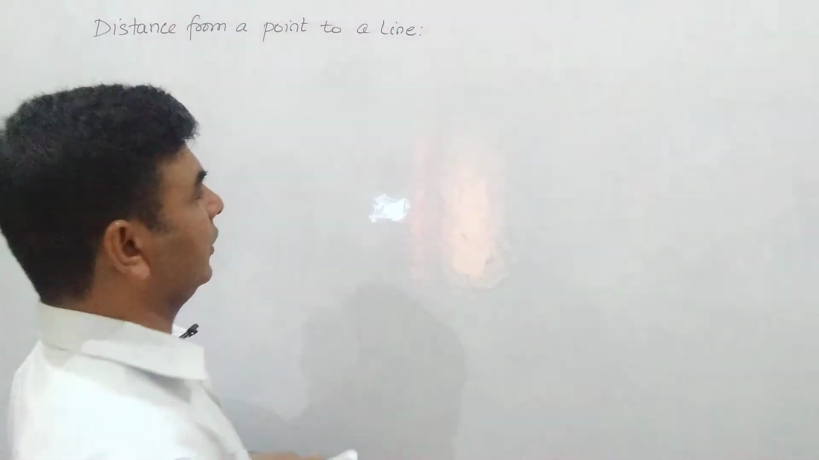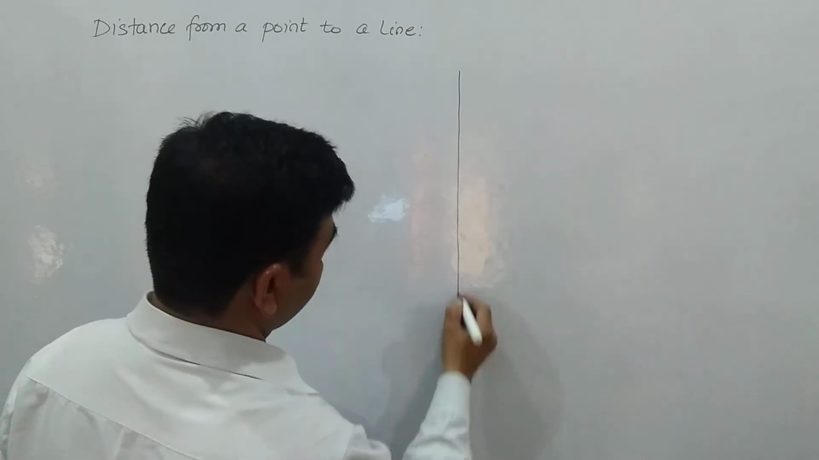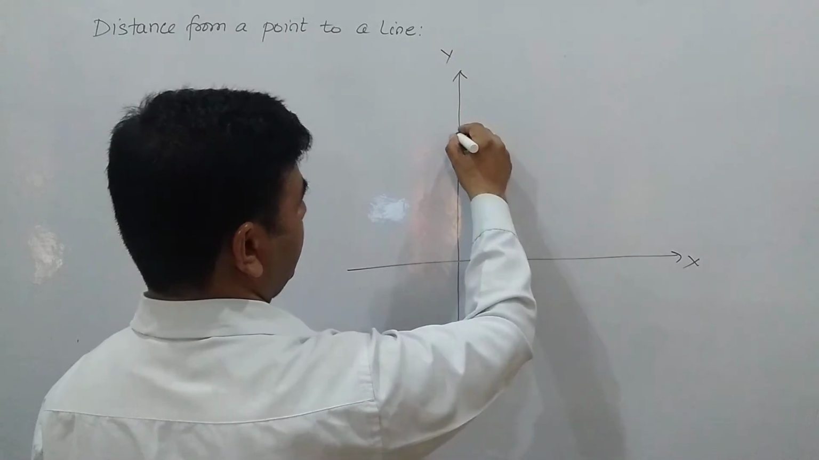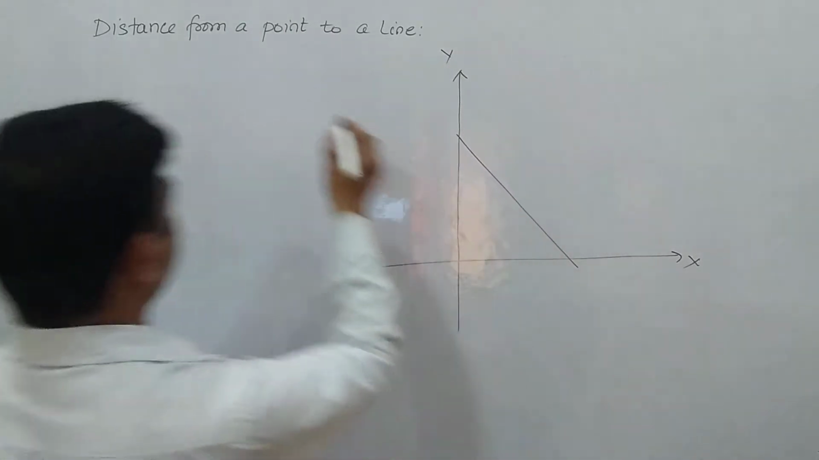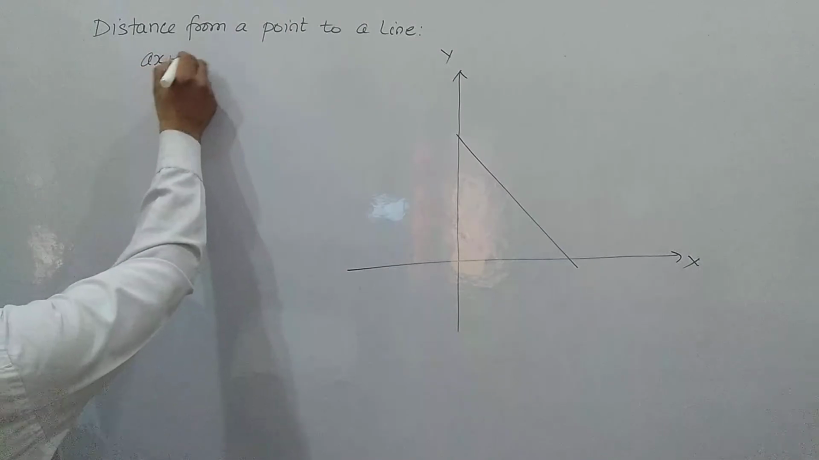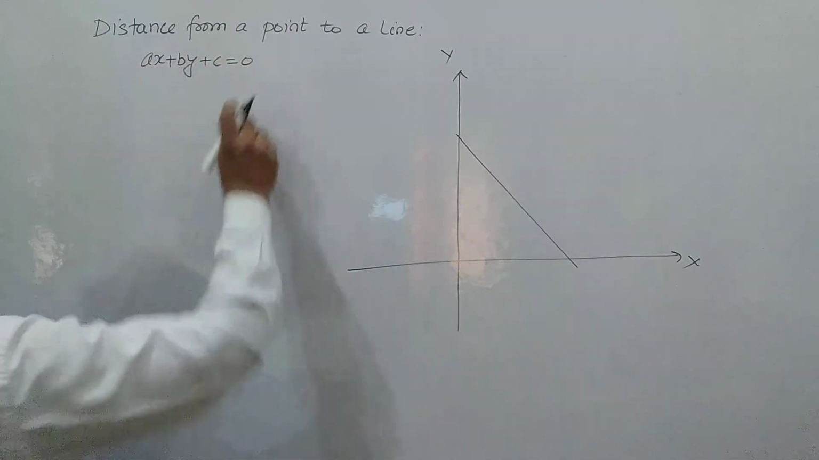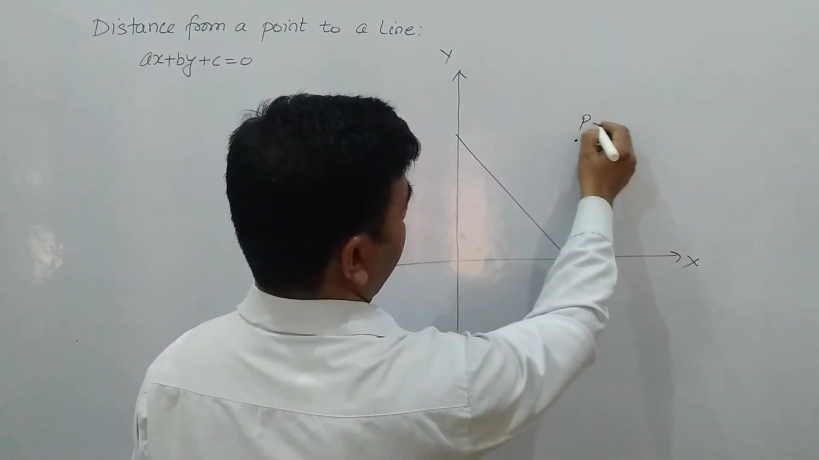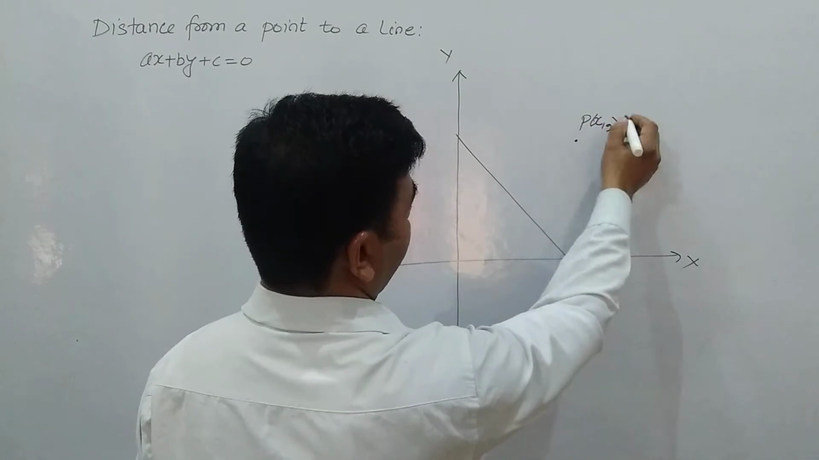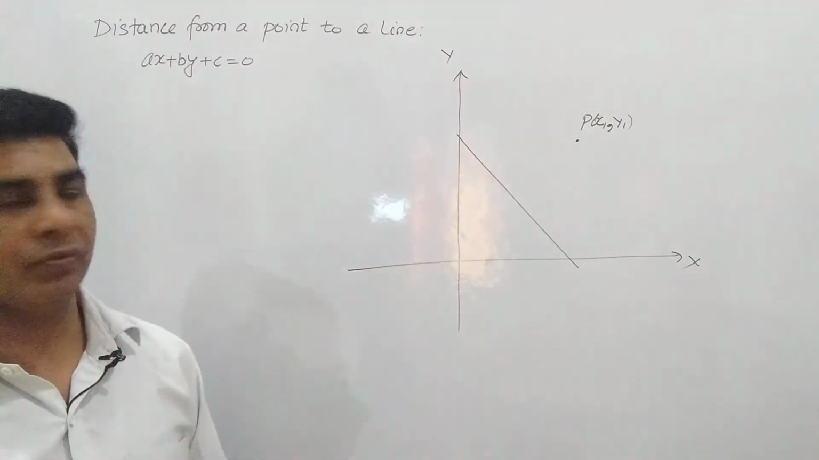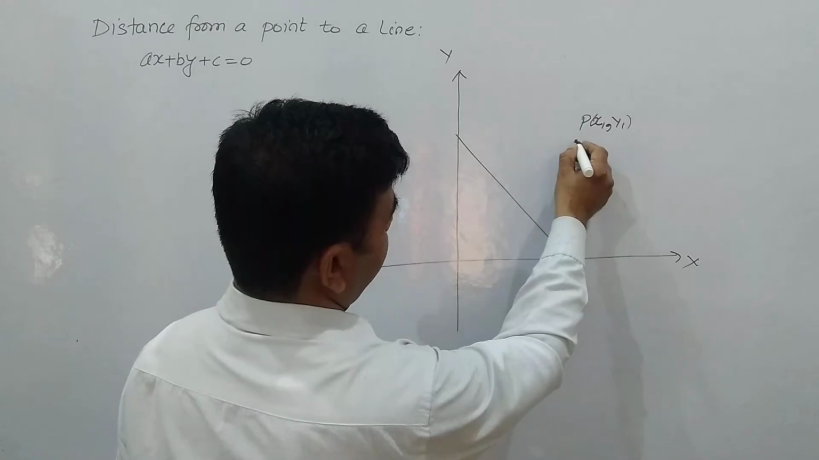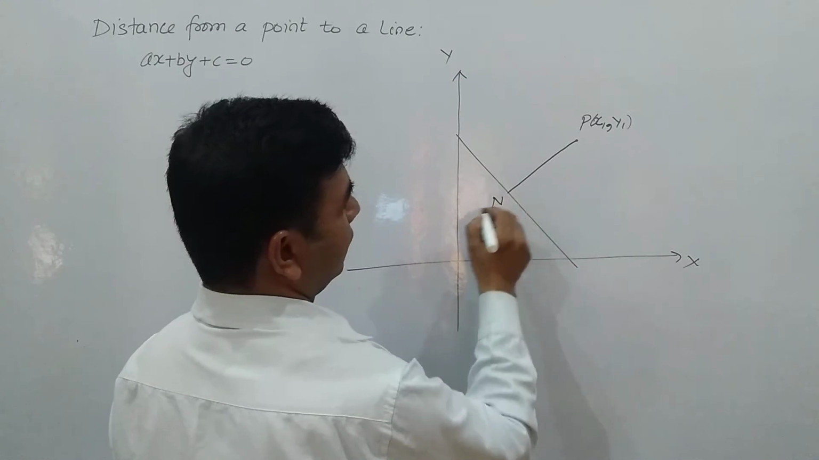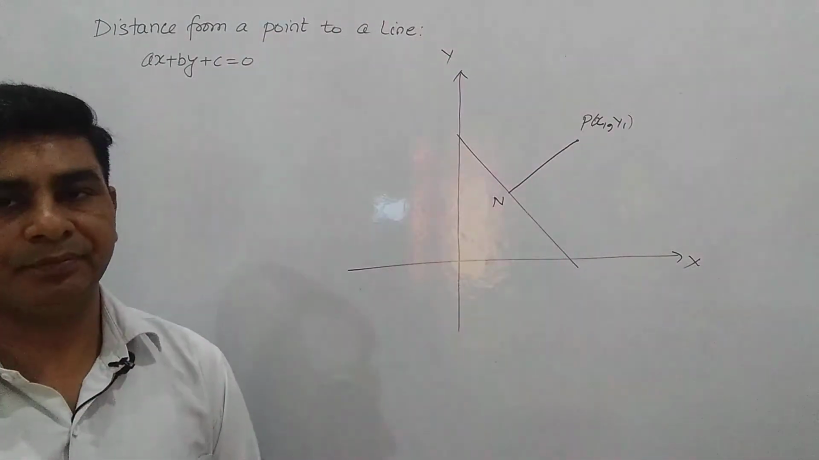For that, let us consider in your coordinate system this as your x-axis, this is your y-axis, this is any given equation of line in the form of ax plus by plus c is equal to 0. This is the general form of equation of a line, and let the point P be here with coordinates x1 comma y1, from which we want to find the perpendicular distance from this line. So let us draw a perpendicular from this point to the line, and let this be point N, and we want to find the value of PN.